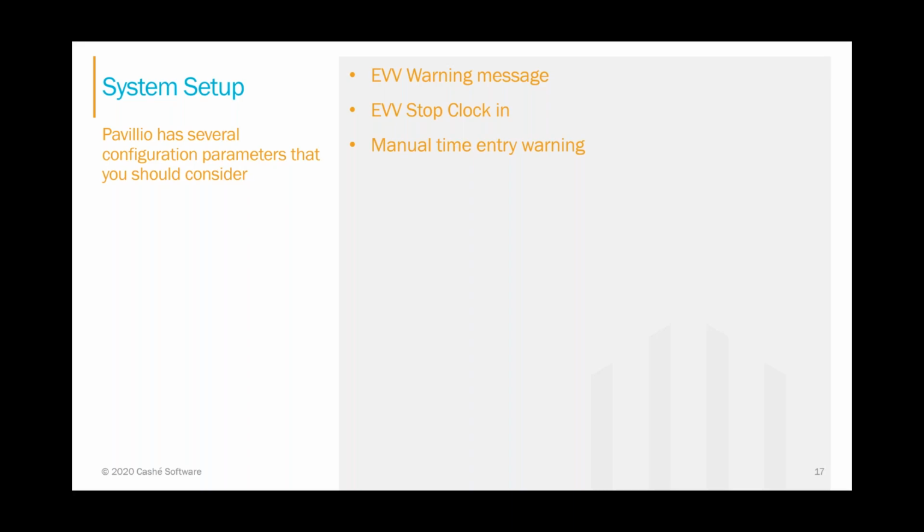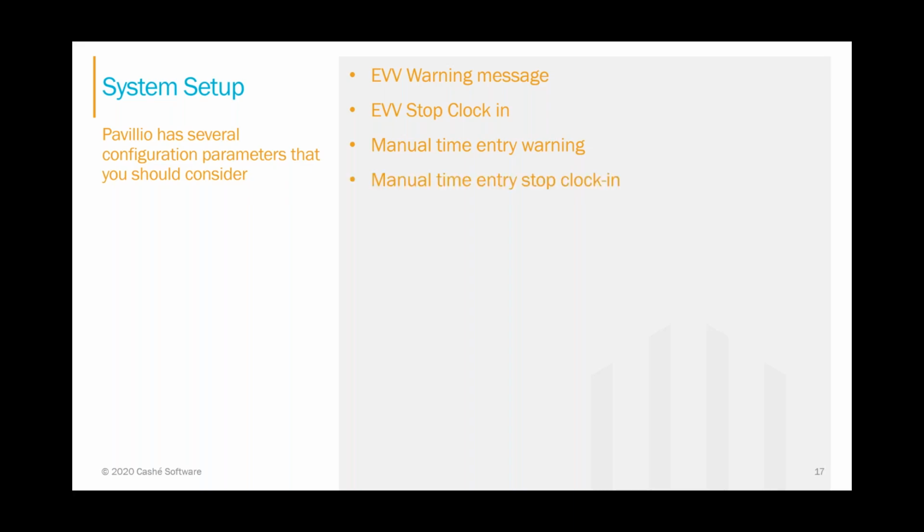And the stop clock-in is along that same line, where you set your threshold, and this will allow the monitoring of the units, so the caregiver won't be able to clock in once those units are exhausted. And remember, the system won't stop an active visit, but the caregivers won't be able to clock in for any visits going forward once that threshold is reached.